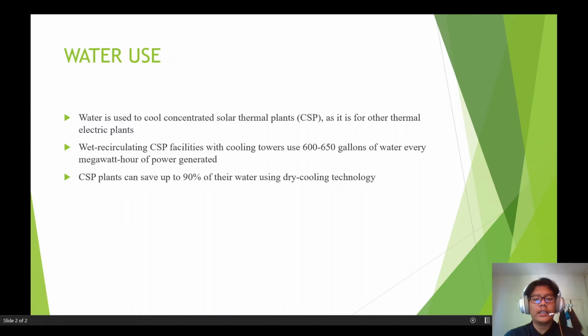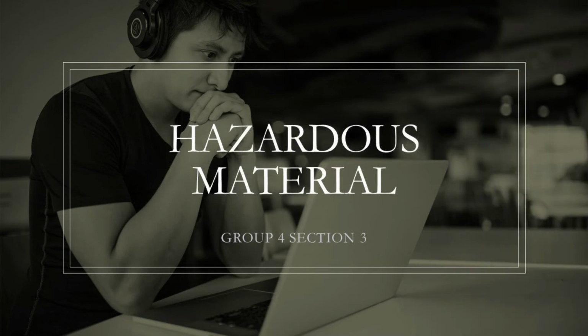Higher costs and lesser efficiency are, however, associated with this water savings. Furthermore, when the temperature exceeds 100 degrees Fahrenheit, dry cooling technology is substantially less effective, depending on the plant design, location, and cooling system. That is all from me. Thank you.